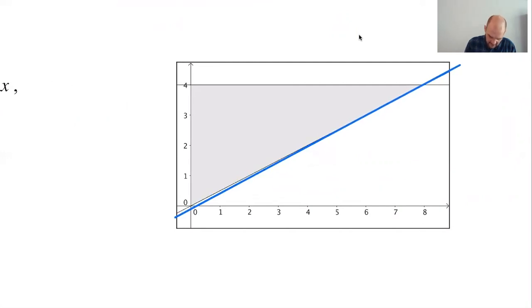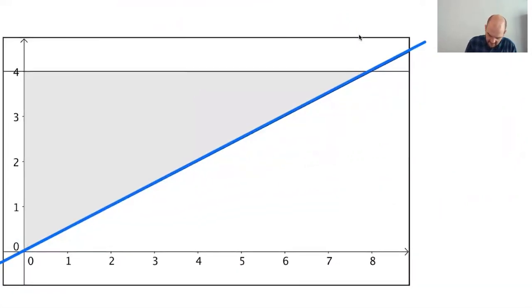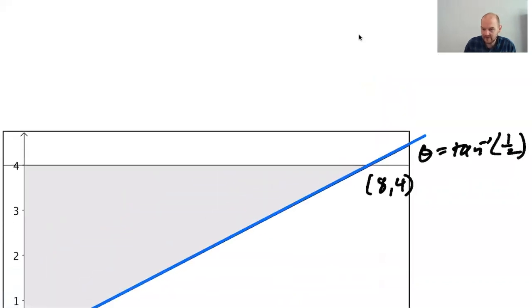You should never start unless you're going to get it right. Okay, so what is this? This ordered pair is (8, 4), which means that it's actually the inverse tangent of 1/2 again. I don't know if I meant to do that or not, but I did it.